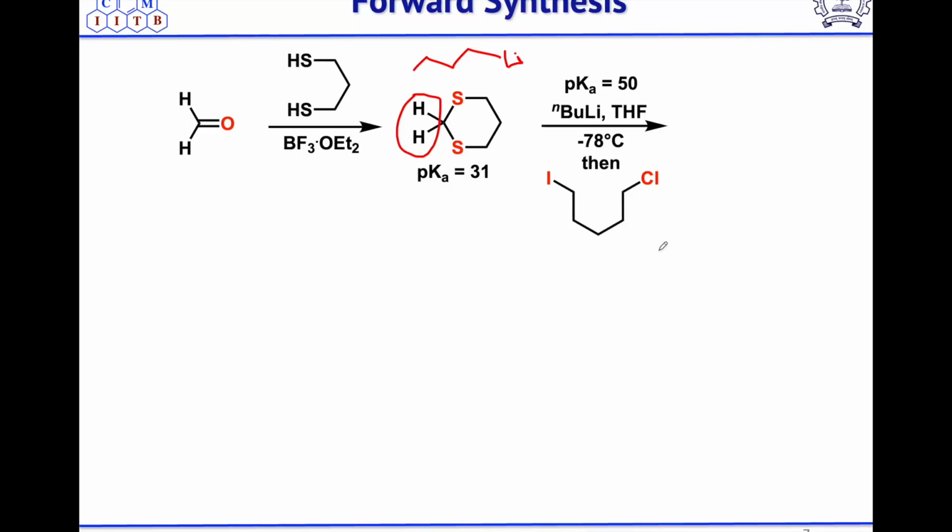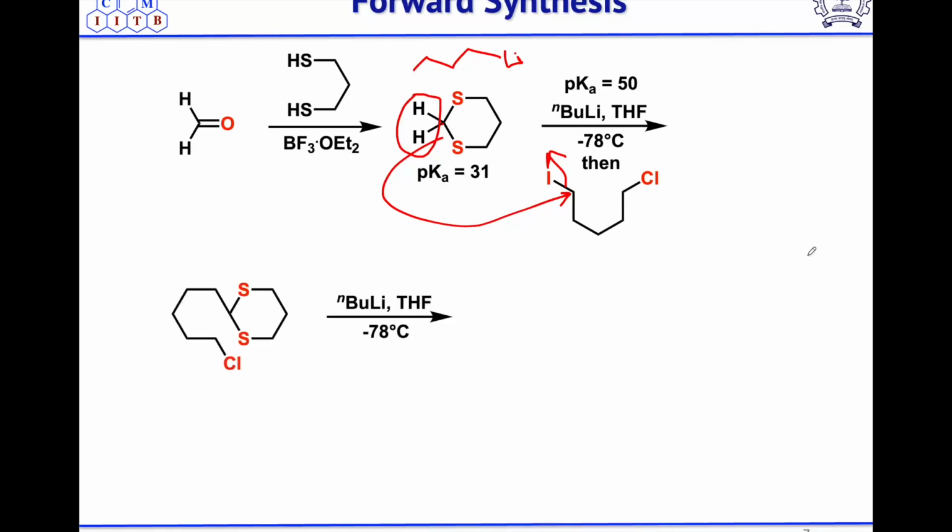If you think about leaving group ability between iodine and chlorine, obviously iodine is the better leaving group. So first, the displacement will happen at this carbon, and this carbon-carbon bond will form fast under these conditions. So you will get this compound.